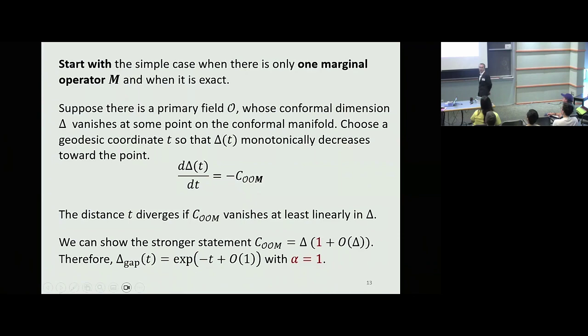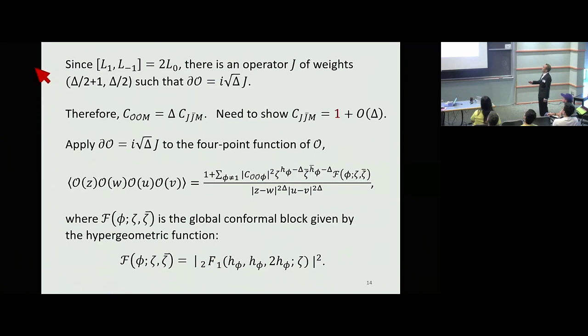Okay, so the next two slides are the proof of this statement. Let me start with the following simple observation. We have this global SL(2,R) symmetry, the conformal symmetry, which we can use to show that if I take the derivative of this operator whose conformal dimension becomes small, there must be an operator J of this dimension multiplied by the square root of delta. This follows from the conformal algebra.